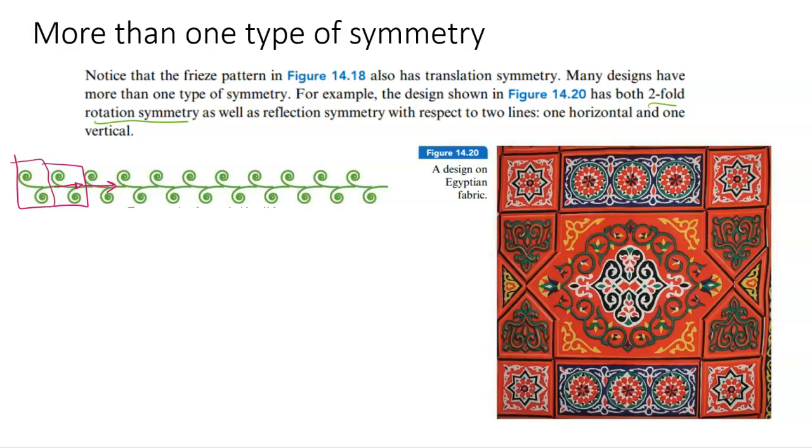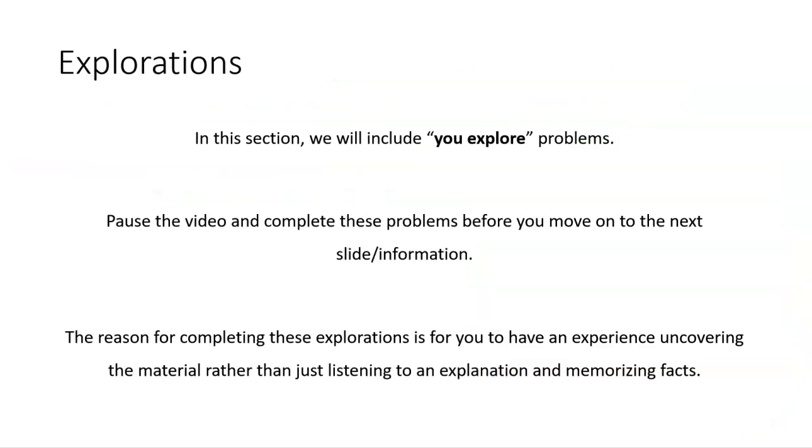So here, if you look at it, I can rotate this section all the way over to here, and it's going to match exactly this section over here and then this section over here. So we've got two types of symmetry, rotation and reflection, and then there are two lines of reflection symmetry. Whew. All right, let's do some exploring.